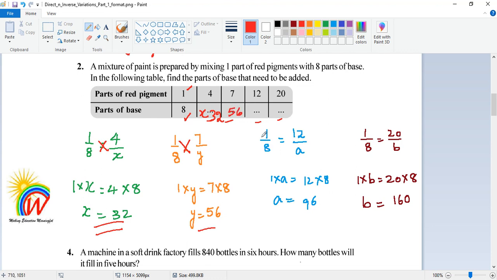Then you say 1 by 8 equals 12 by something. I can take A, B, C, D or X, Y, whatever alphabet I want. So here I've taken A. Now 1 into A equals 12 into 8, which is 96. So this is 96. Then 1 by 8 equals 20 by B. So 1 into B equals 20 into 8, which is 160. So you get 160. That's how you do it.